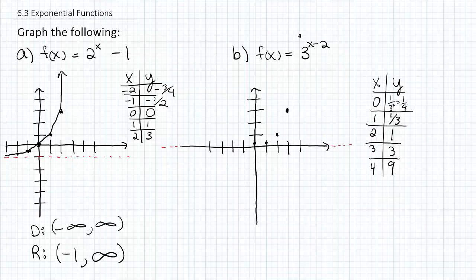And let's go ahead and connect those dots for our graph. And that's basically it. Remember, it hugs this x-axis forever, right? So that's your graph of 3^(x-2). So basically, it's the original graph of 3^x moved 2 places to the right because of that minus 2 that's up in the exponent.